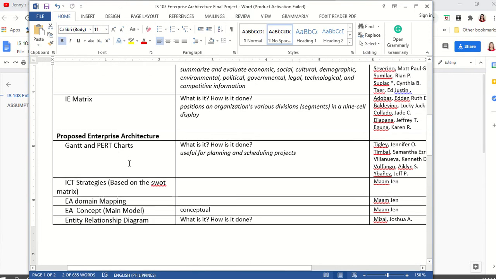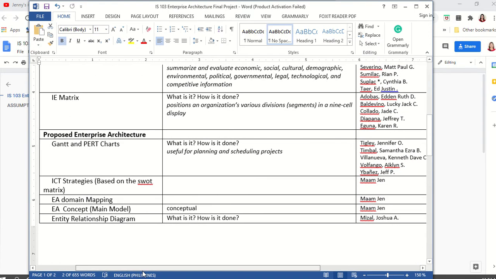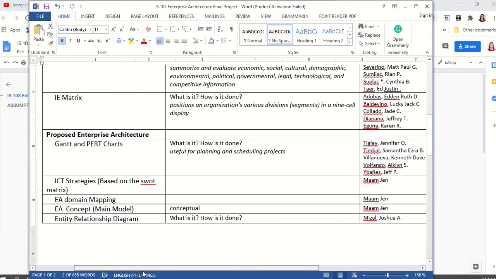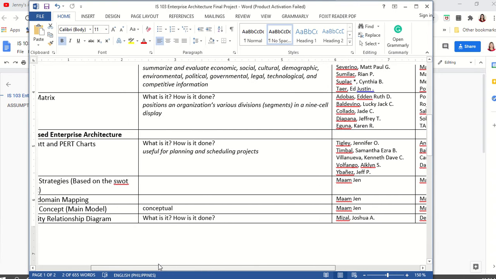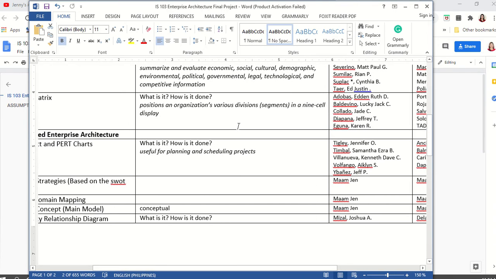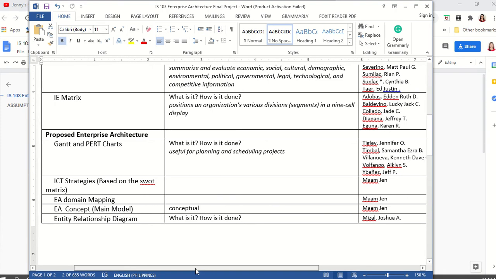Okay? For the proposed enterprise architecture, we have this Gantt chart and PERT charts. These charts are useful for planning and scheduling of the projects. So when it starts, what your activities are, how much budget you should allocate there, and which activities potentially overlap, okay?